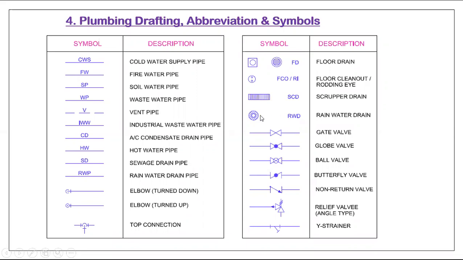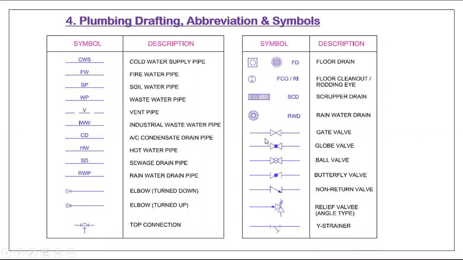Rainwater drain, for the roof rainwater drain. This one is the dome type roof rainwater drain. You have to show a circle and a small circle, and in between both circles you show lines like this. Normally, we use these typical valve symbols.